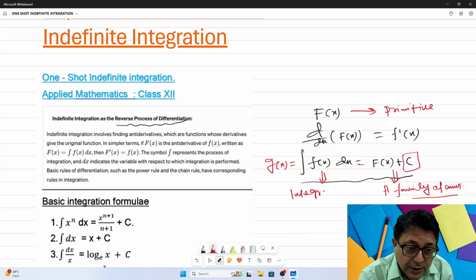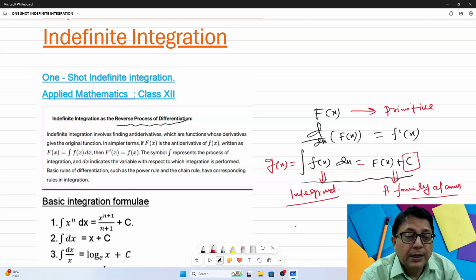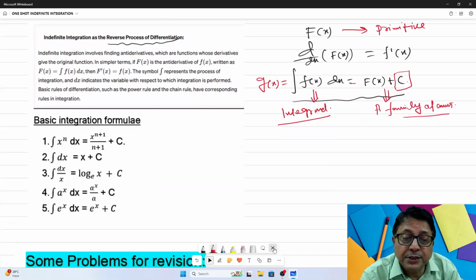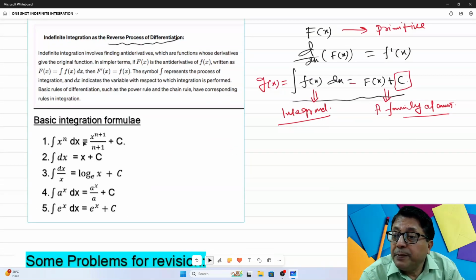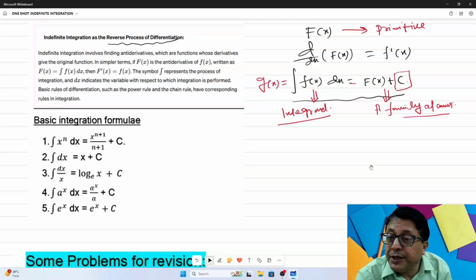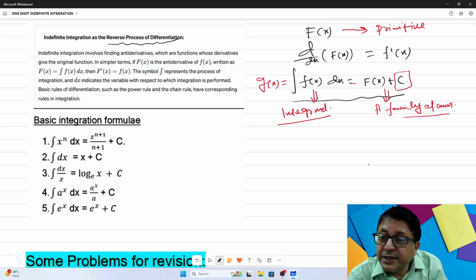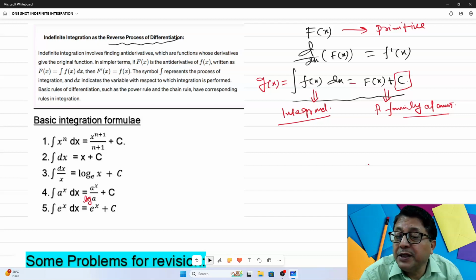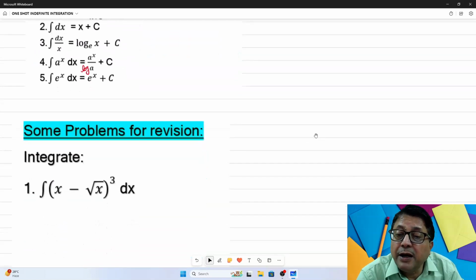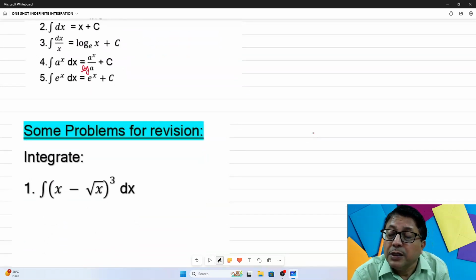The basic formulas of integration: integration of x to the power n dx is x to the power n plus 1 by n plus 1. Integration of dx is x only, dx by x is log x. If there is a to the power x, it will be a to the power x by log a, plus c must be there. E to the power x integration is e to the power x. Let us revise a few sums based on the concept, based on the formula you have just seen.